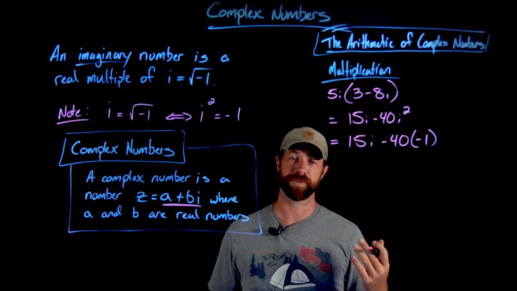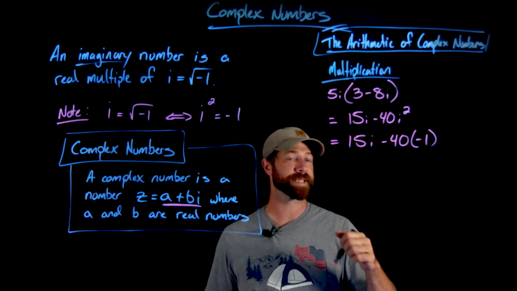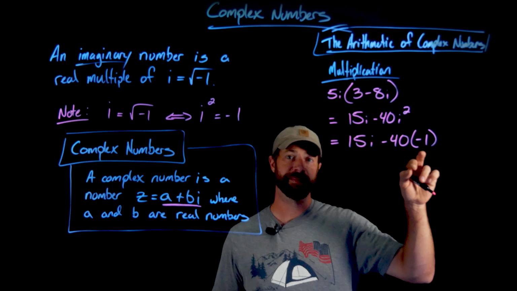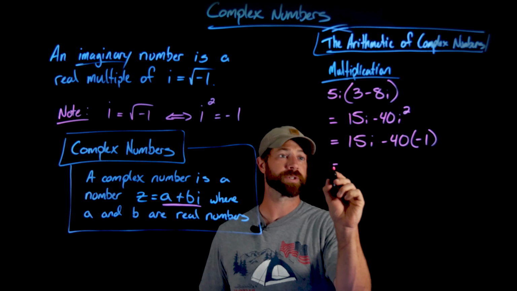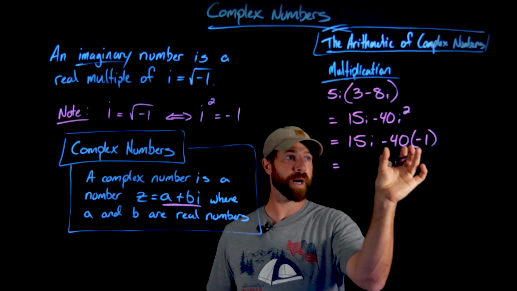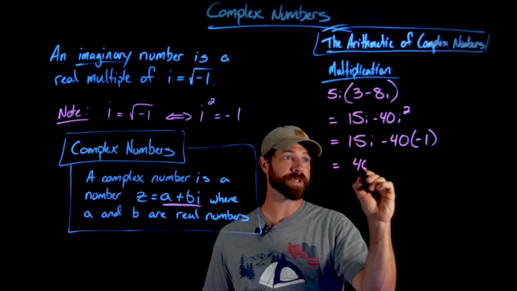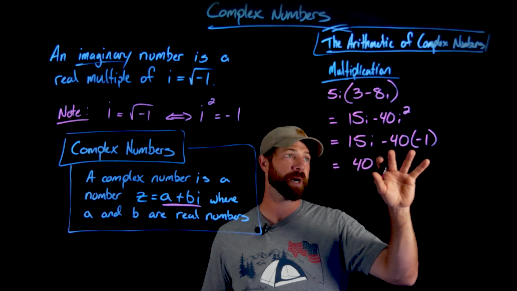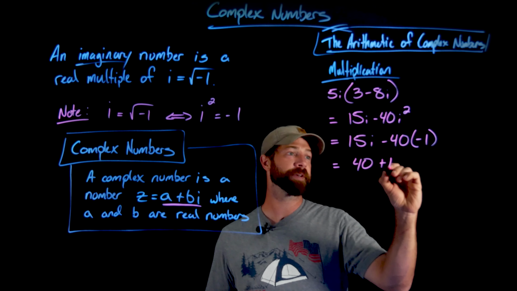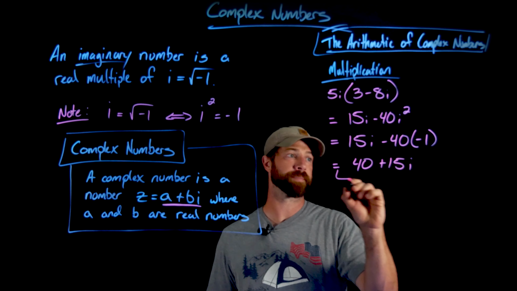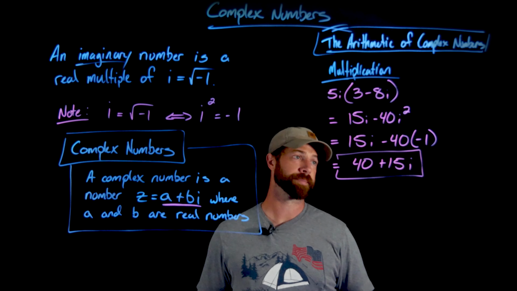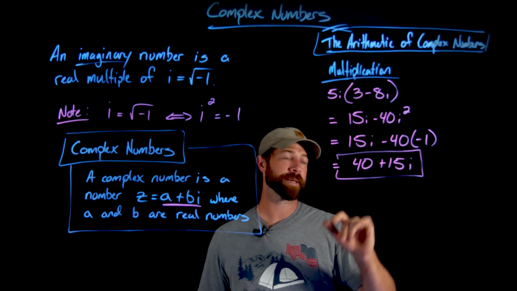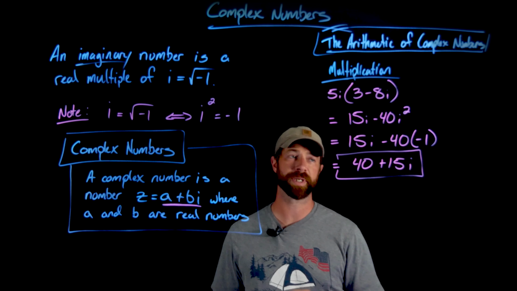And the real effect that you'll see, and I'll do this in the next example kind of a little quicker, is that i squared only represents this idea of a factor of -1. So I'm going to rewrite this as a positive 40. I'm going to write this first because we like writing the real part of a complex number first. So this becomes a positive 40 plus 15i. So again, what we just did right there is we multiplied two complex numbers and ended up with a complex result, which we would expect.